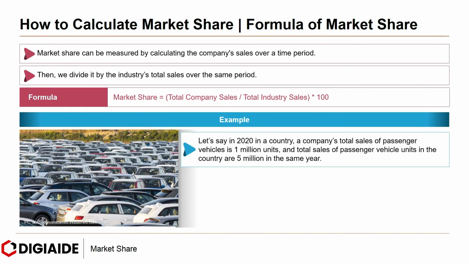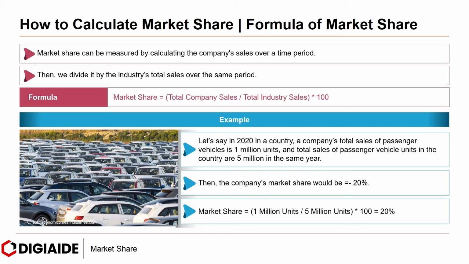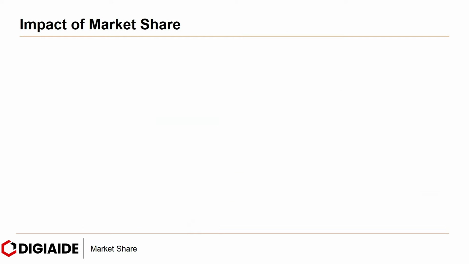Let's take an example. Let's say in 2020 in a country, a company's total sales of passenger vehicles is 1 million units, and the total sales of all passenger vehicle units in the country are 5 million units in the same year. Therefore, the company's market share would be 20%. That is, 1 million units divided by the total units, that is 5 million units, multiplied by 100, which works out to 20%.